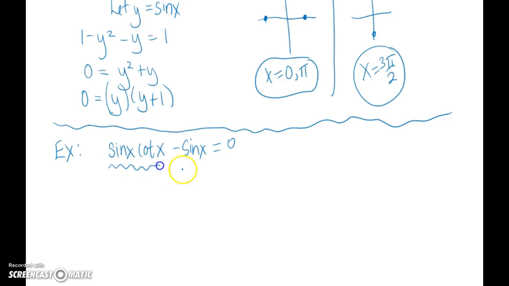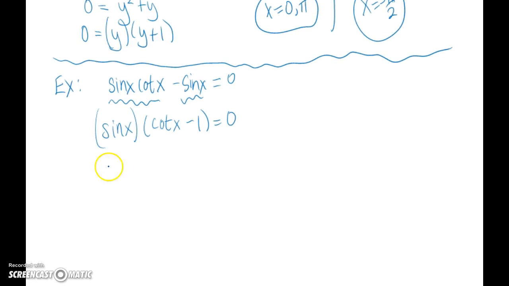Notice that there are two terms here, and both of them have a sine x in common. So in this particular equation, we can factor sine x out. Factoring sine x out gives us cotangent of x minus 1. Again, think of reverse distributing. If I distributed the sine x back to the original, we would get the original problem again. Notice that this is now in factored form. So you can set each of your factors equal to 0. Sine x equals 0, and cotangent of x minus 1 equals 0, which gives us cotangent of x equals 1.